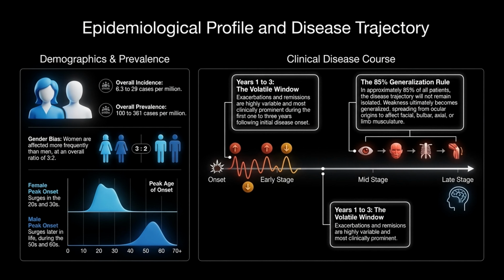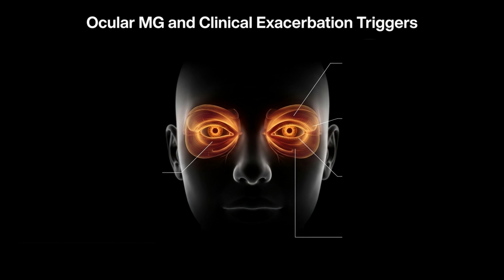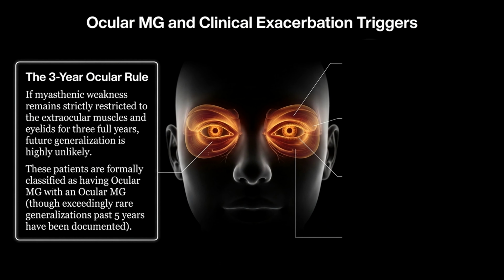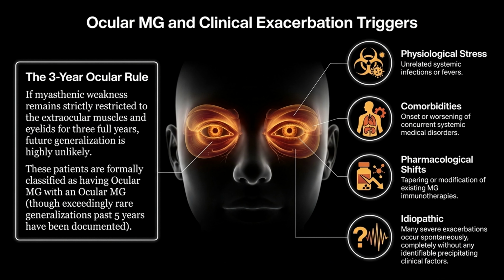If weakness remains restricted to ocular muscles for 3 years, future generalization is unlikely, and these patients are said to have ocular MG. However, rare patients have been seen to generalize more than 5 years after onset of ocular MG. Unrelated infections, systemic disorders, or tapering of MG therapies can lead to increased myasthenic weakness and may precipitate myasthenic exacerbation or crisis. Some exacerbations, however, occur without any identifiable precipitating factors.